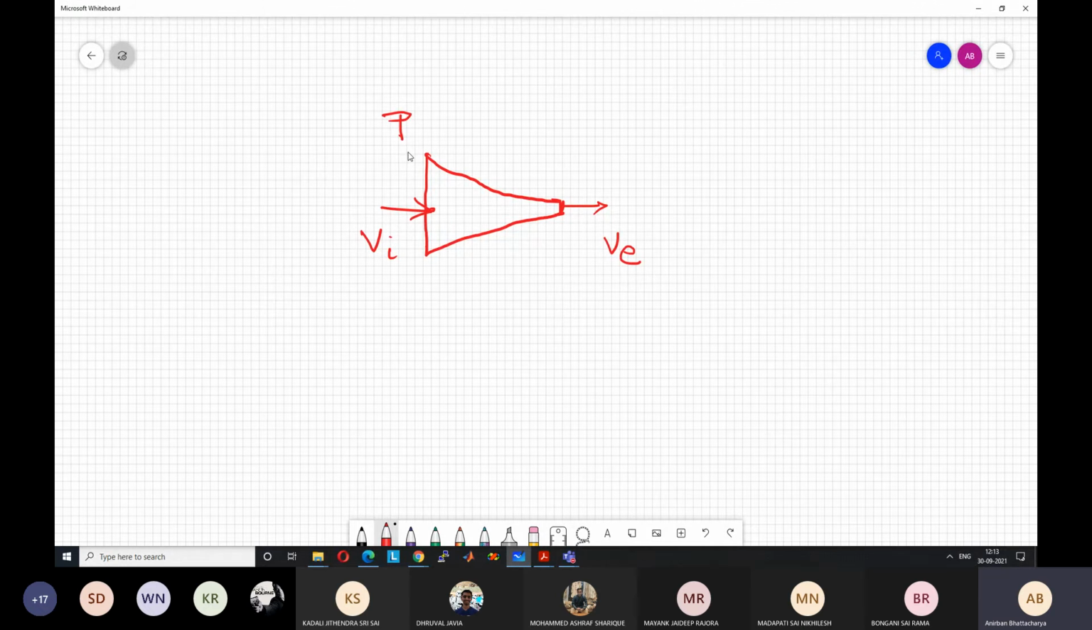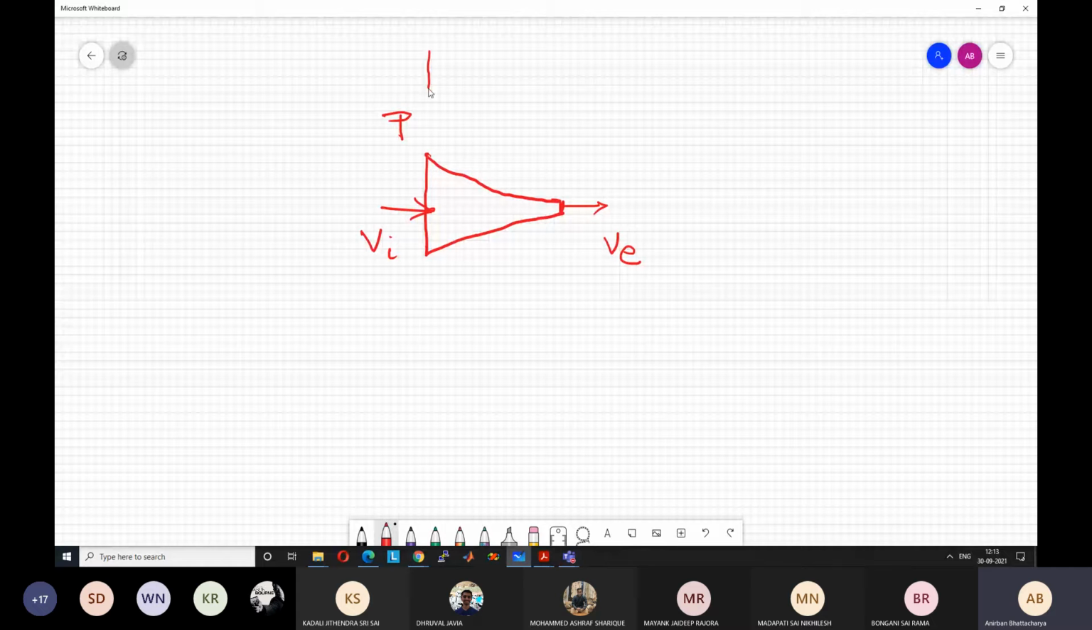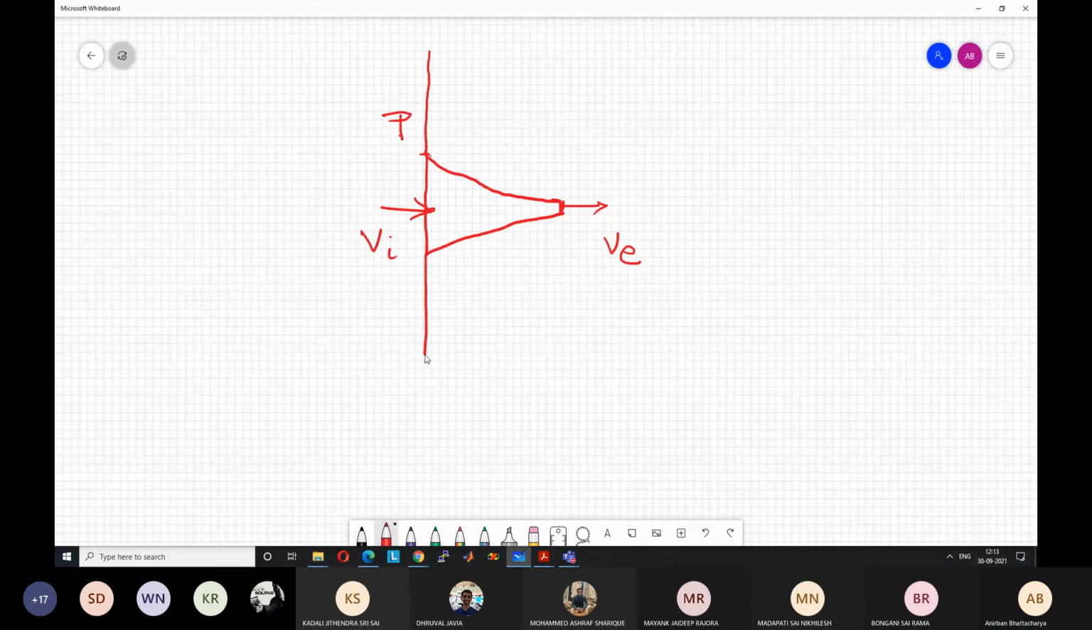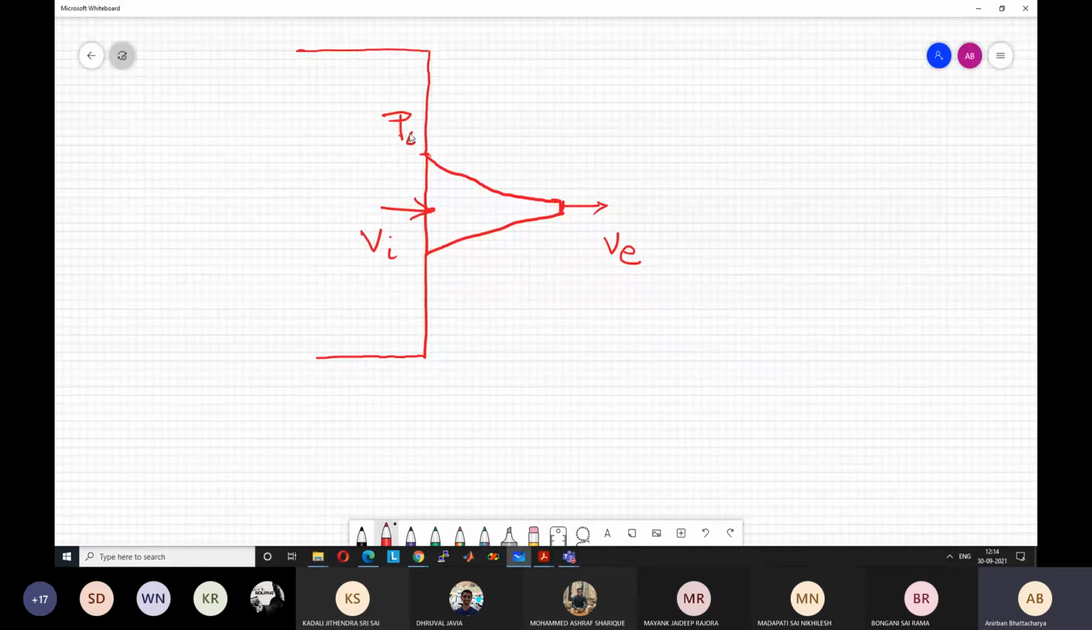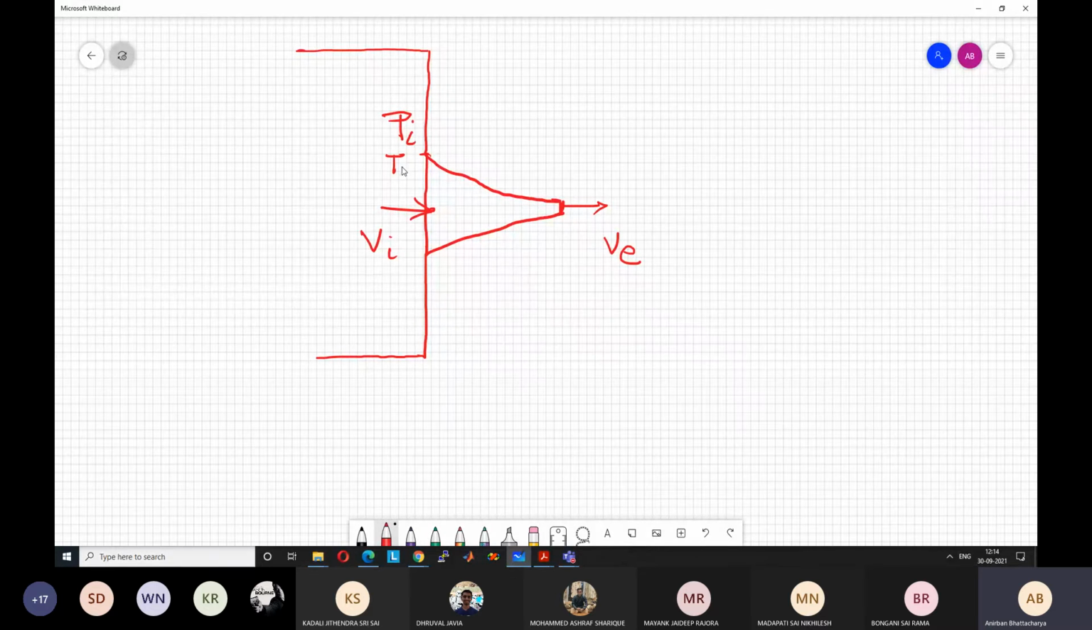So let us consider that the nozzle is connected to a very large reservoir. What is a reservoir in thermodynamics? How do we define a reservoir? So these reservoir conditions are pressure Pi, temperature Ti, density maybe rho i. Okay.